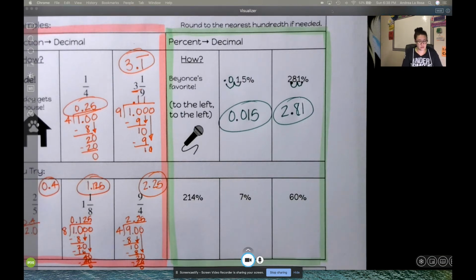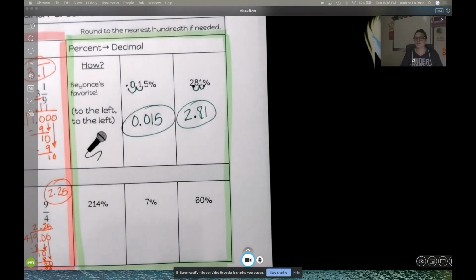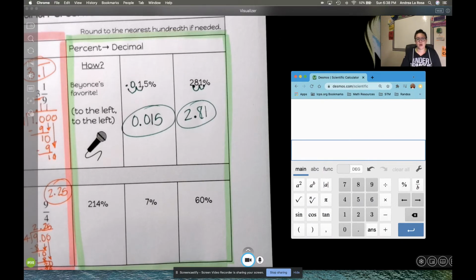On the calculator, this is going to look a little bit different. On your calculator, you're going to type the percent. So let's go to that first problem. We had 1.5, and then we hit the percent button. It's over by the fraction. But it says percent of what?